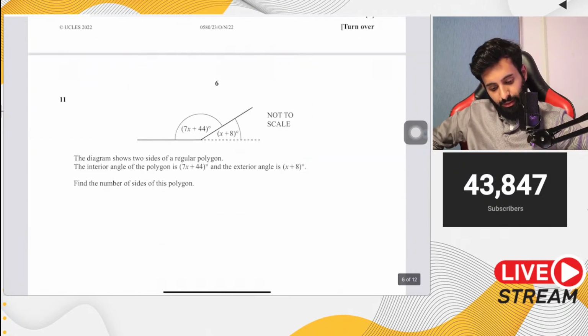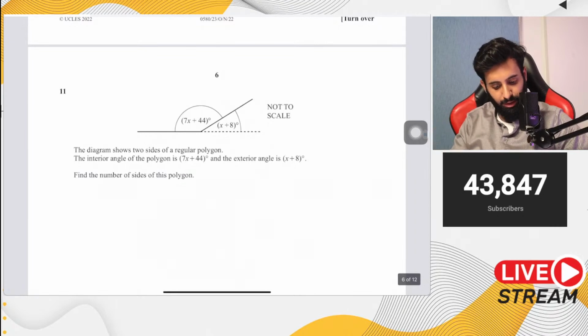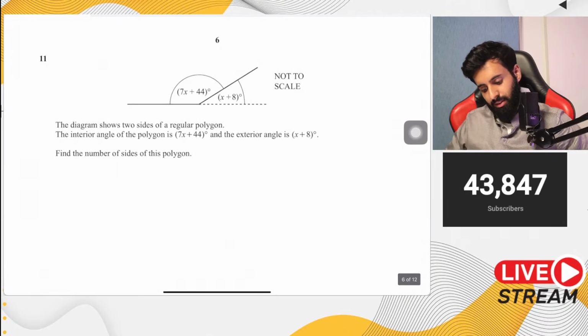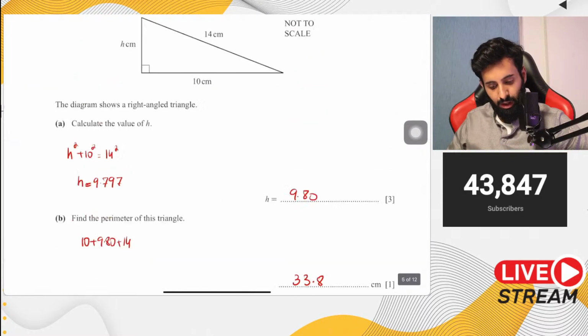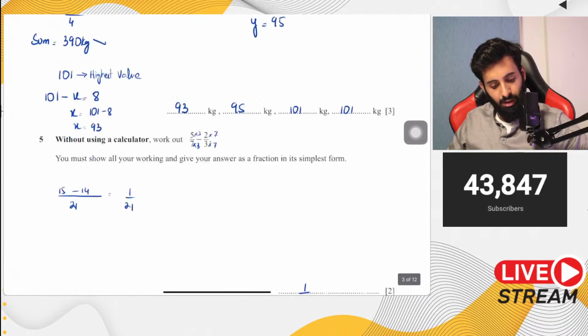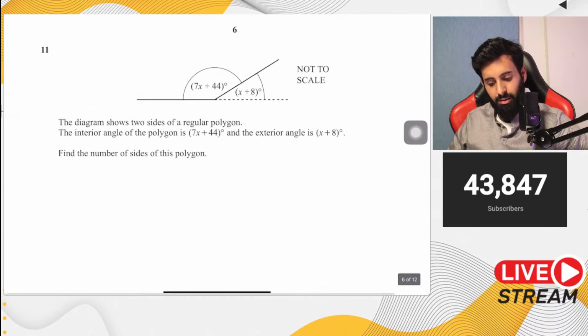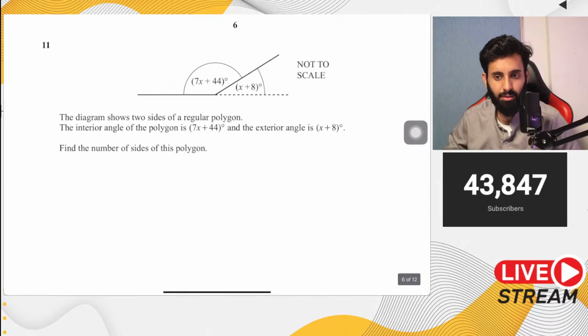Okay, question number 11. It says the diagram shows two sides of a regular polygon. The interior angle of the polygon is 7x plus 44 and the exterior angle is x plus 8. Find the number of sides of this polygon. Now I think we finally have a difficult question. Up until now, other than the statistics question, it was pretty smooth sailing. Now, like I said, we have a challenging question, so I'd like you guys to try this question yourself first.